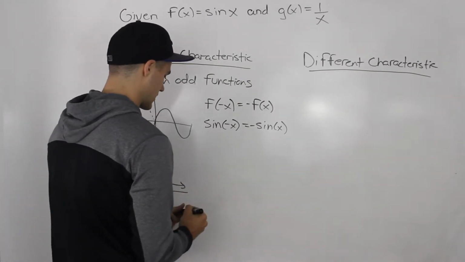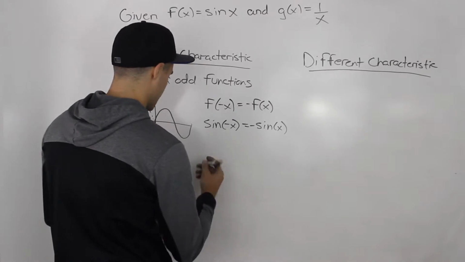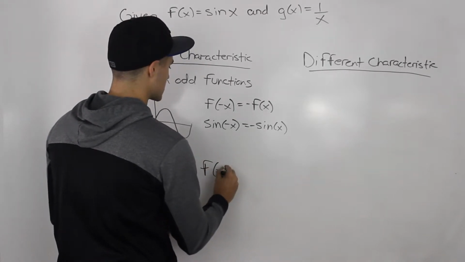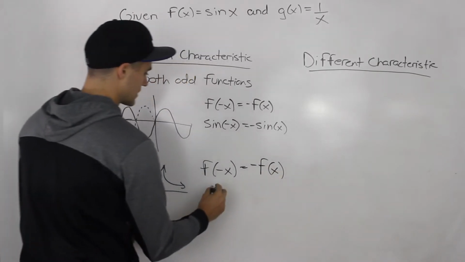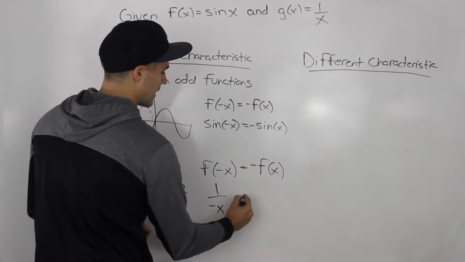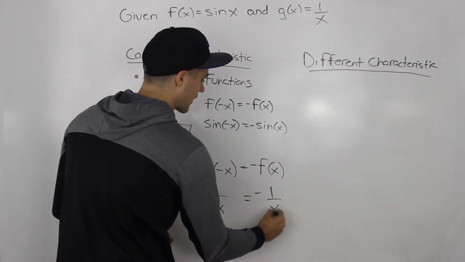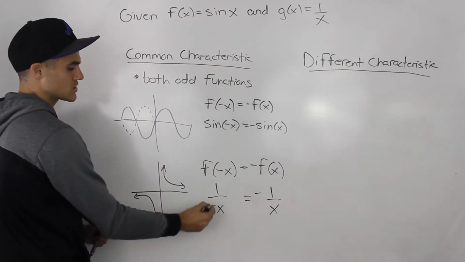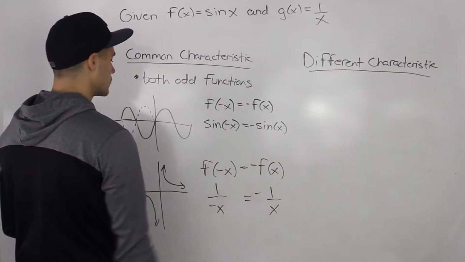Because algebraically, give me a sec here, f of negative x equals negative f of x, right? Because f of negative x would be 1 over negative x, and then negative f of x would be negative 1 over x, and both of these are the same. You could just bring the negative up to the numerator, and then the negative is in the numerator in that one as well.